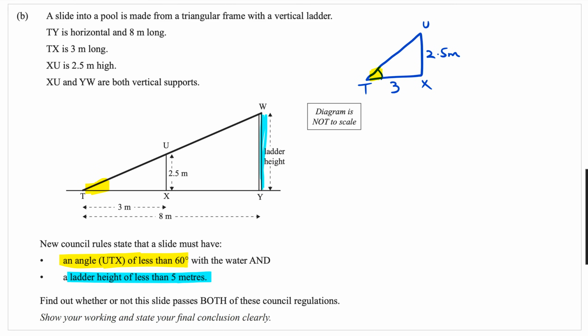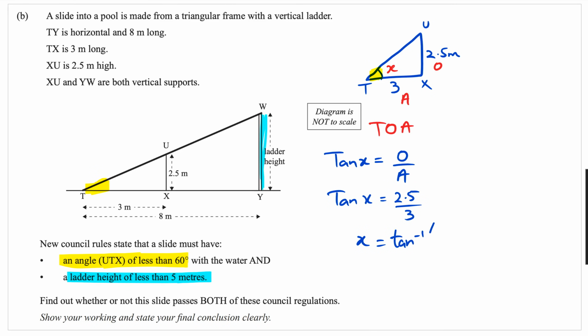So looking at this triangle, let's just say I'm going to call this X as the angle. And this is going to be opposite. This is going to be A. So we're using a tangent function here. So this is going to be tan of X equals opposite divided by adjacent. So tan of X is equal to 2.5 divided by 3. And then X is equal to inverse tan of 2.5 over 3. So I'm going to get X is equal to.